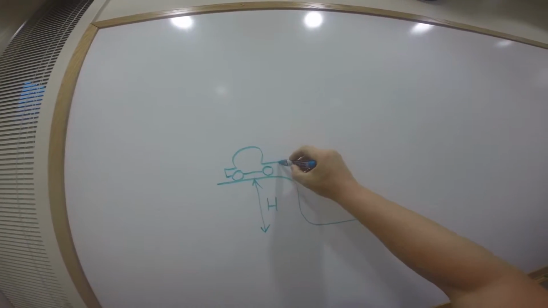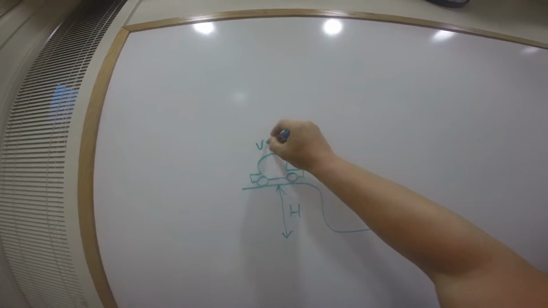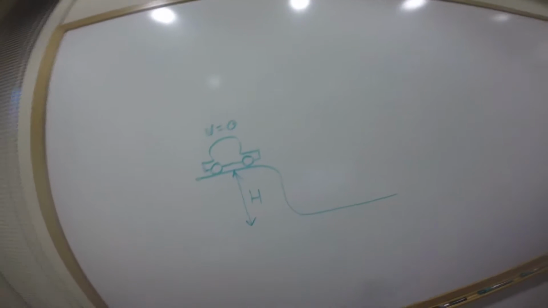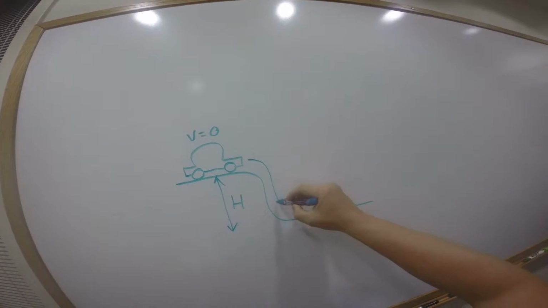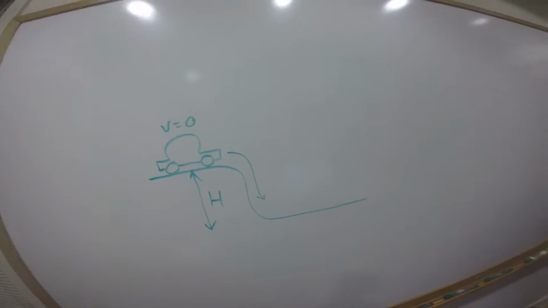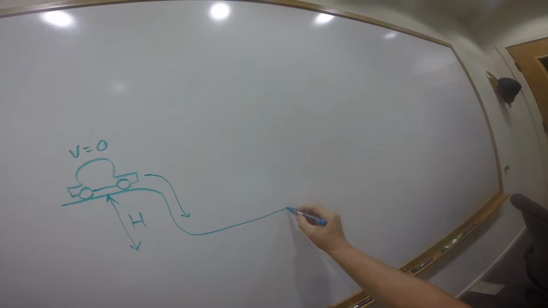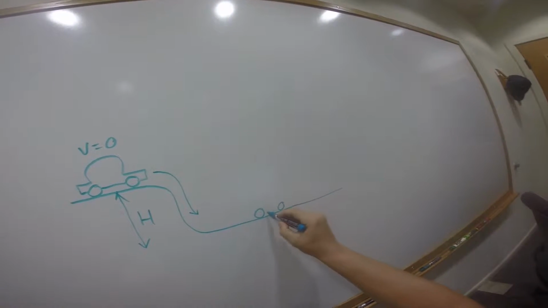There's a little car here. So the speed of the car is equal to 0. And then the car rolls down the cliff. Okay, and there is no energy loss in this descent, and then the car is just rolling on the plane.